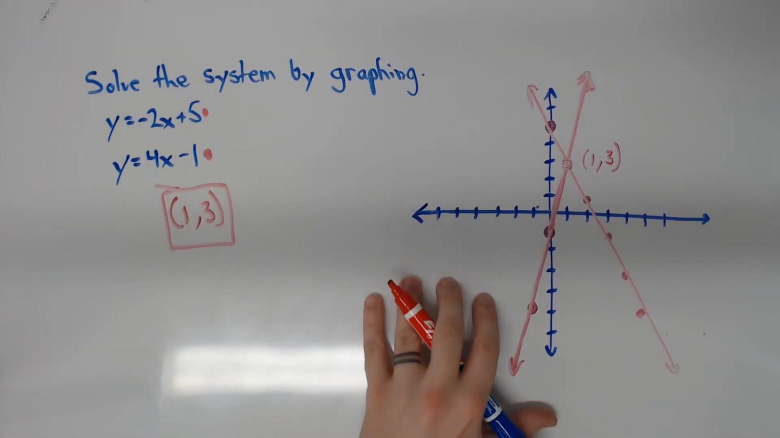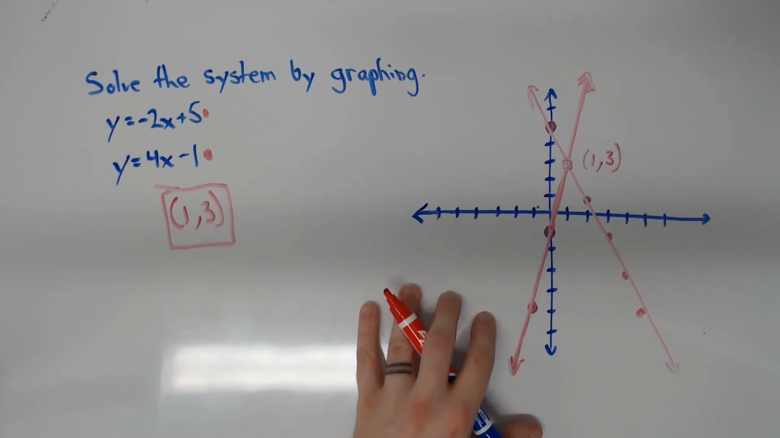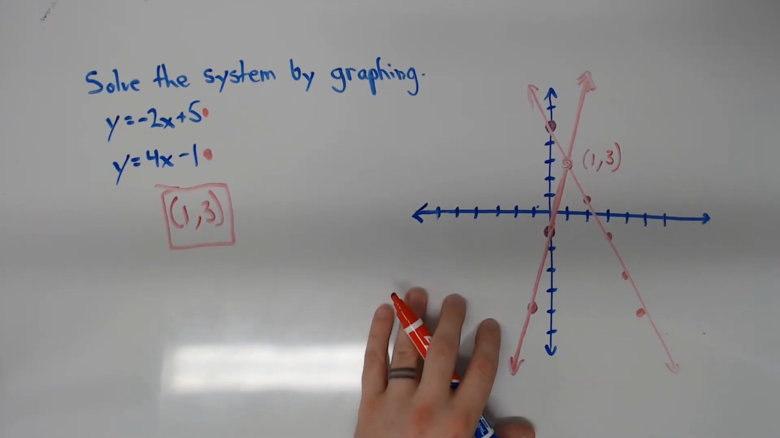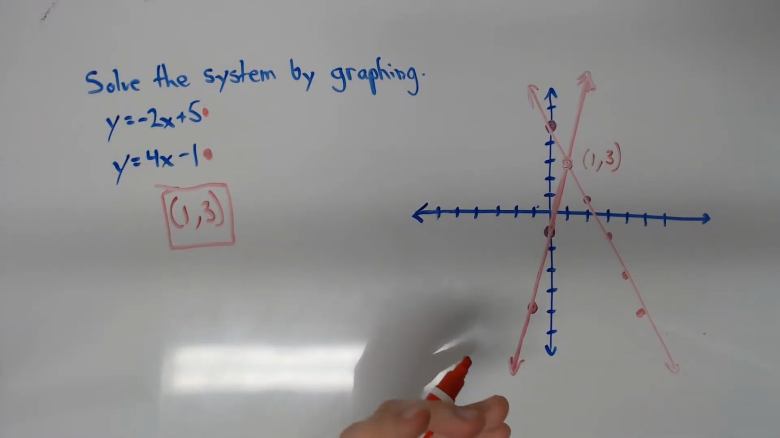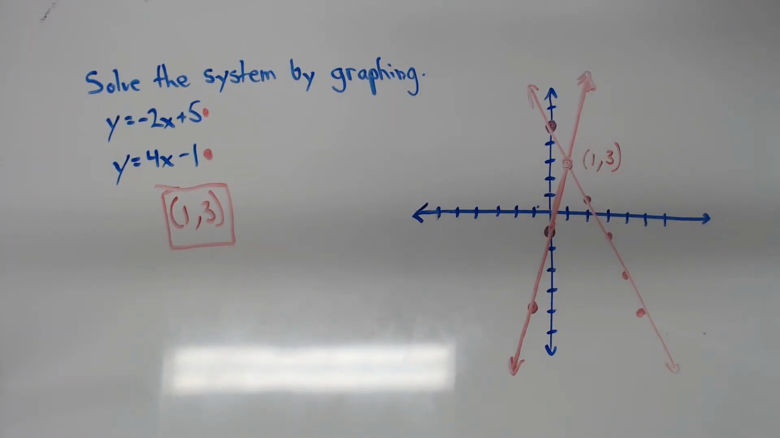Right? This is easy, but it's not always practical. What if my answer is a decimal or a fraction? All right, it's not always practical because we have to read our answer from a graph, and if our answer is not at a perfect spot on the graph, well, then we run into some guessing issues.